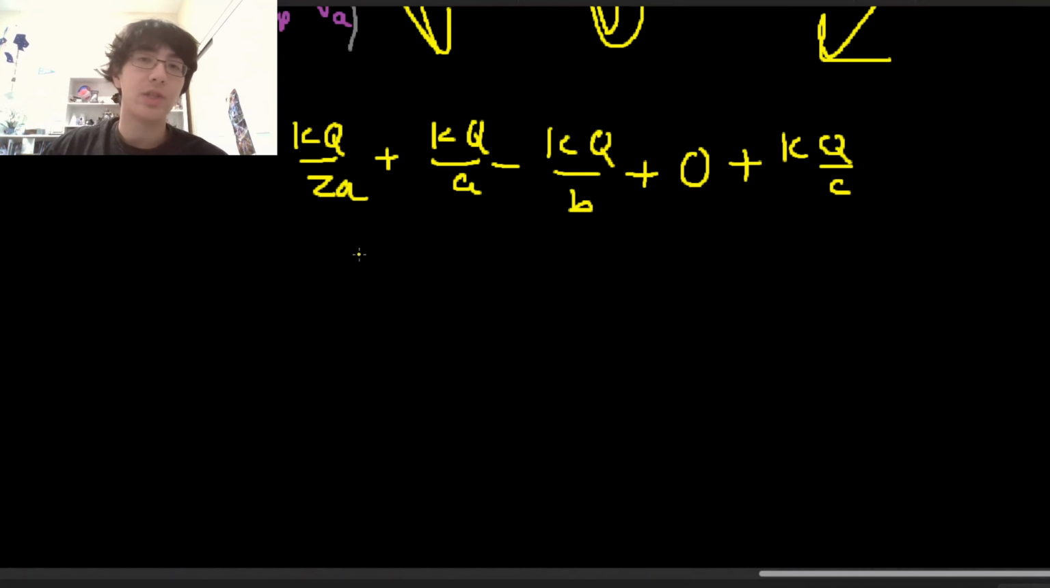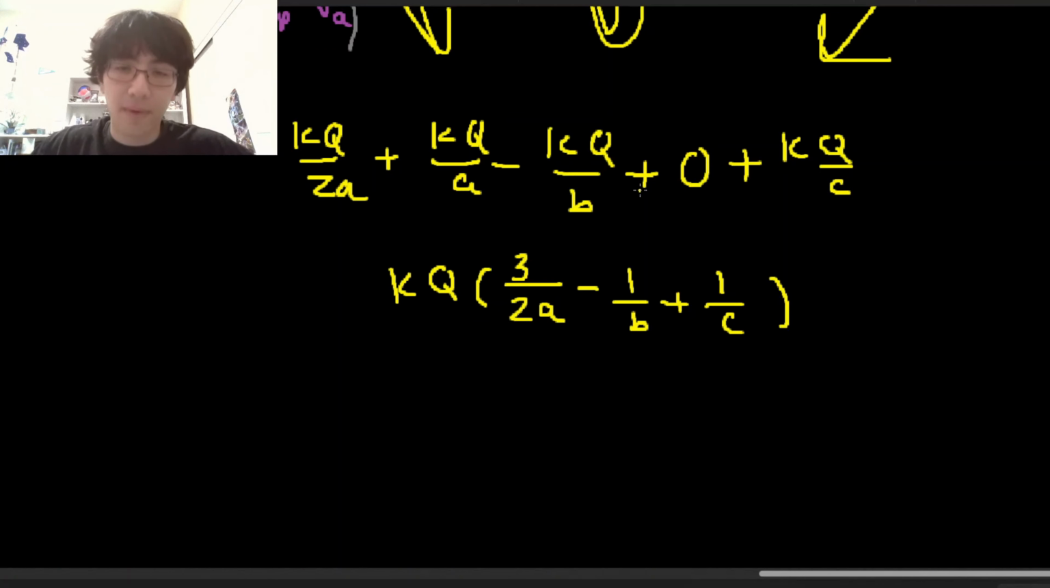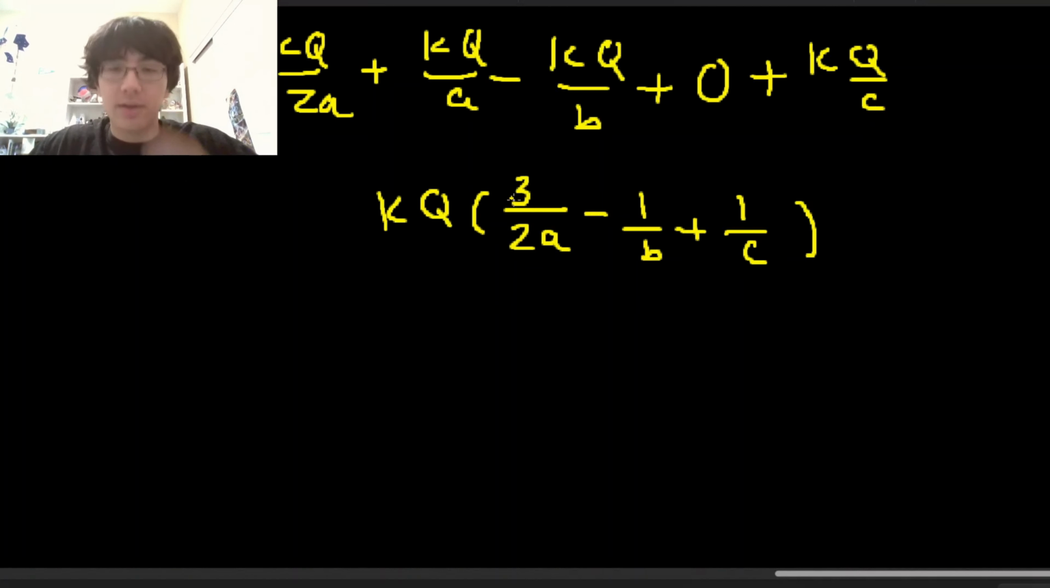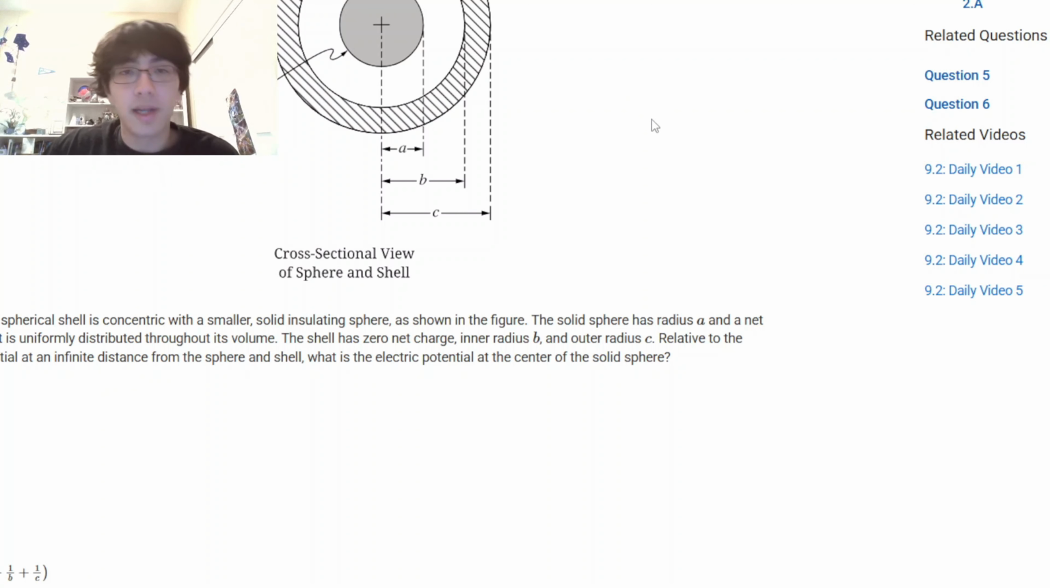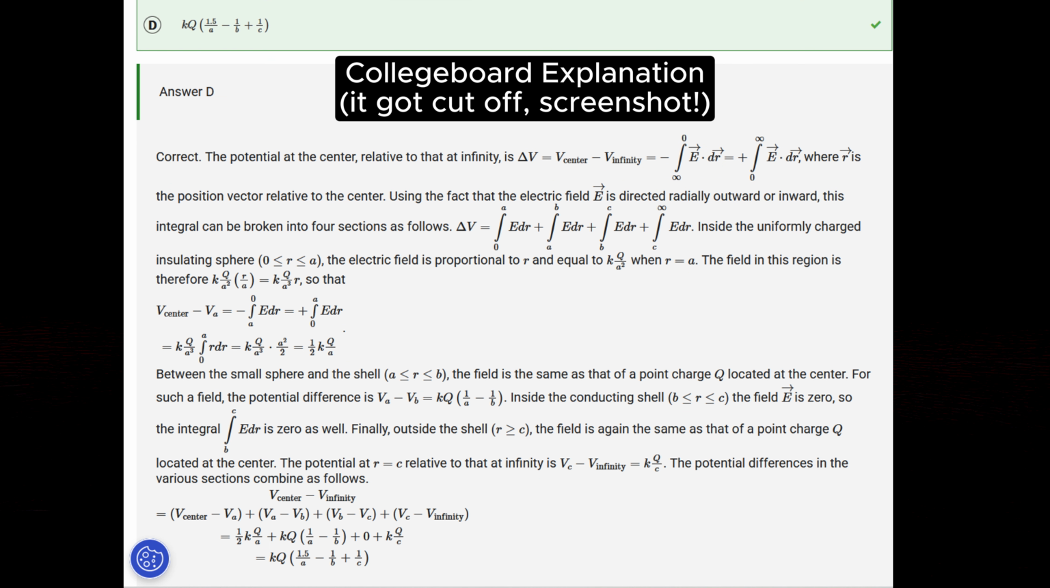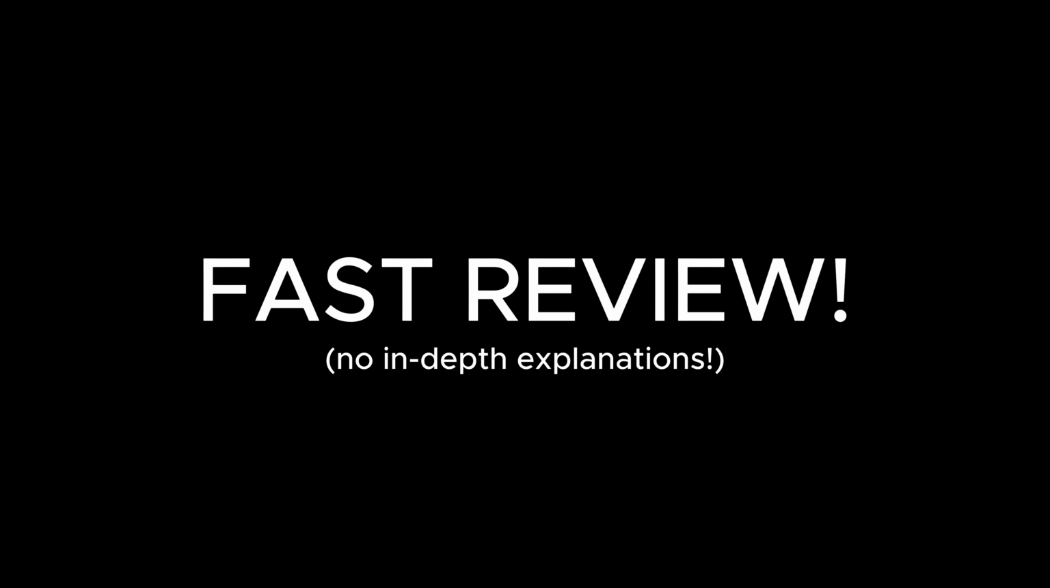And now it's just algebra. You can take the KQ out of the equation and simplify the denominators for A. We get KQ times 3 over 2A minus 1 over B plus 1 over C. The 3 over 2 here is simplified in the College Board answer to 1.5 for some unknown reason, decimal and a fraction, I guess. And going back to the College Board, here's the full explanation if you'd like the College Board explanation better.